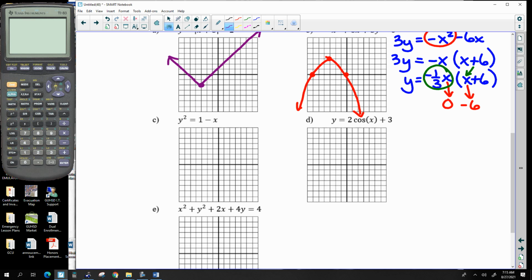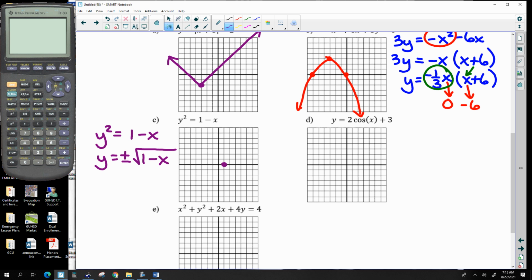All right, here we have y squared equal to 1 minus x. So this is going to be y equals plus or minus the square root of 1 minus x. So I know that important stuff: what makes this equal to 0 is x equal to 1. So it's going to stem from there.